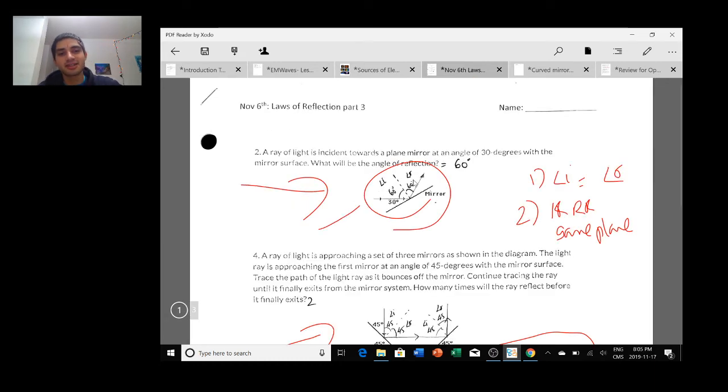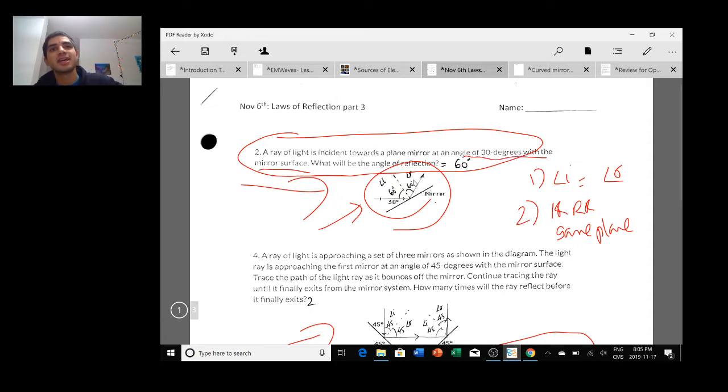I would say this is an example of a tricky question if I do not give you the diagram. So I will just give you this sentence, and you have to tell me that the angle of reflection is 60 degrees without the diagram. So you have to read the question and say, okay, angle of 30 degrees with the mirror surface. This means that the angle of incidence would be 60 degrees, and so the angle of reflection is also 60 degrees.